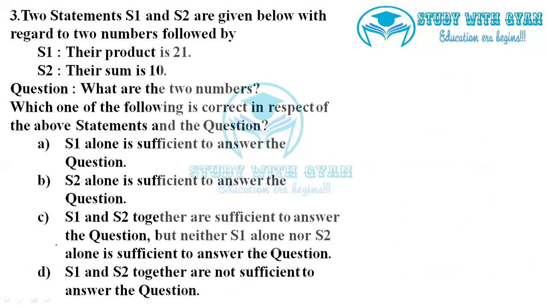After this, again a statement question. Two statements are given like this. The numbers' product is 21, their sum is 10. What are the two numbers possible? Which one of the following is correct with respect to the given question? Statement 1 alone is correct, statement 2 alone is correct, statement 1 and statement 2 together are correct, or both are wrong statements. So how will you proceed?